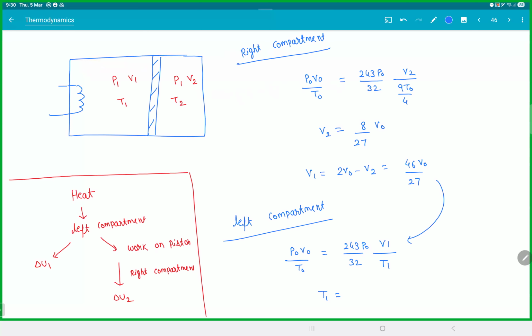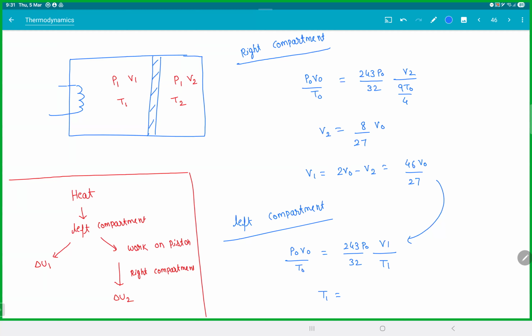So the heater gave heat to the left compartment. The left compartment stored some of it to increase the temperature. The remaining energy it gave to the piston. The piston took this work and pushed the right compartment. And in the right compartment, delta Q is 0, so everything became work, so the temperature increased in the right compartment. So the simple story is, at the end of the day, whatever heat you supplied must have gone into increasing the temperature of both the gases.